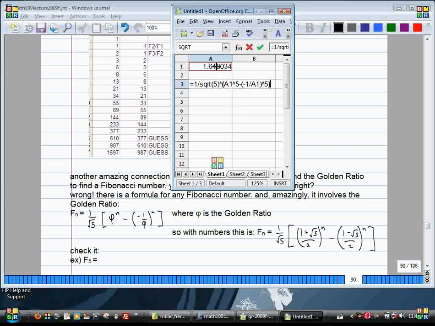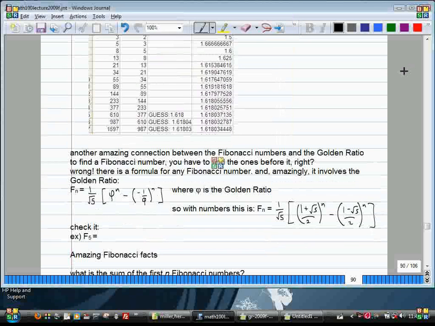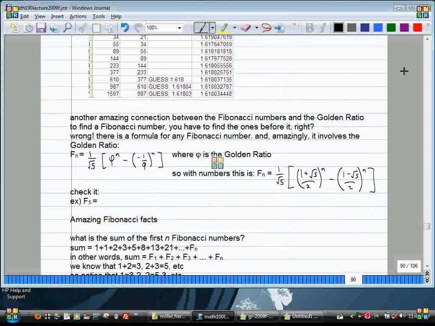So there's no way you would think that with all these radicals and 1.618 you would get an integer. It's 5. And indeed, what is the 5th Fibonacci number? 1, 1, 2, 3, 5. Mathemagic. Okay. So let's see.